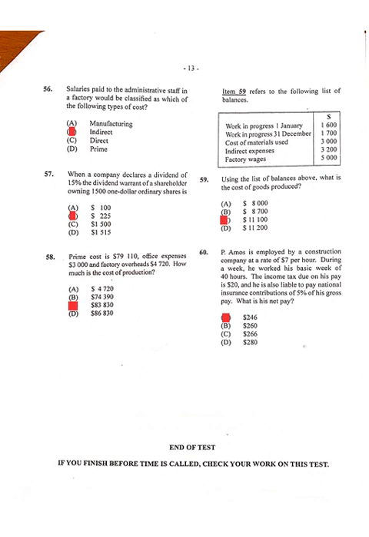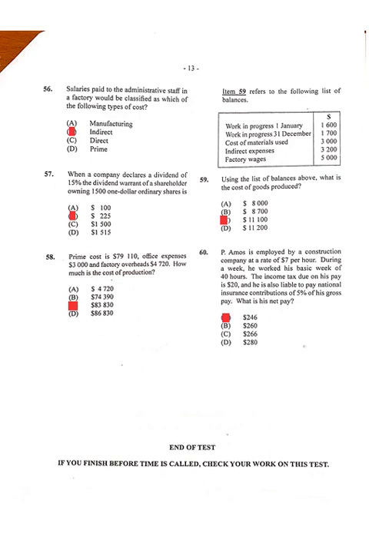59, item 59 refers to the following list of balances. So we have work in progress at the 1st of January, work in progress at 31st December, cost of material used, indirect expenses, factory wages. It says using the list of balances above, what is the cost of production, cost of goods produced? So it is adding cost of material used plus indirect expenses plus factory wages plus work in progress at the 1st of January minus work in progress at the end of December, which is 1,700, and the total would be 11,100. So the answer is C.